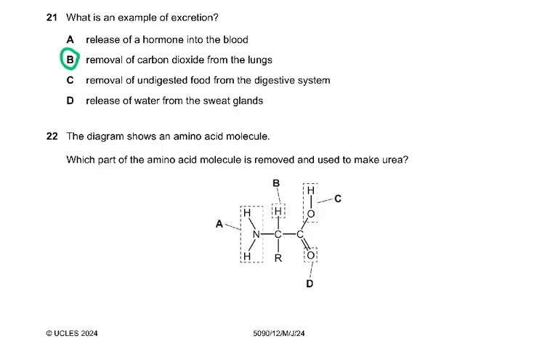Then coming to question number 22, the diagram shows the amino acid molecule. Which part of the amino acid molecule is removed and used to make urea? Now, I always teach you this is the amino part. So, the amino part is the A part, which is the NH2, which is then converted into urea and then is removed from the system. So, A is the NH2, the amino part, and urea has nitrogen in it. So, it was very easy. The part which contains nitrogen, you could have guessed that if you really didn't know that.